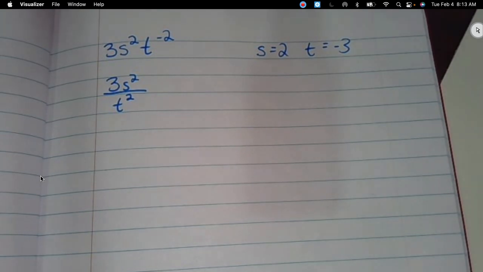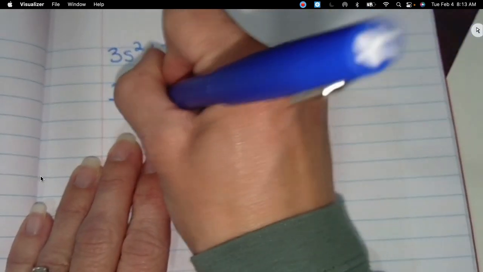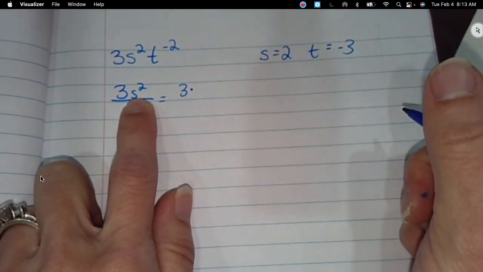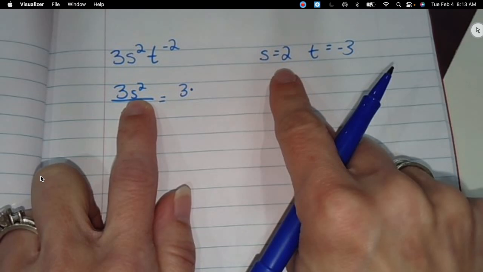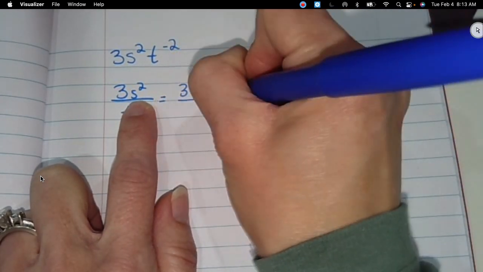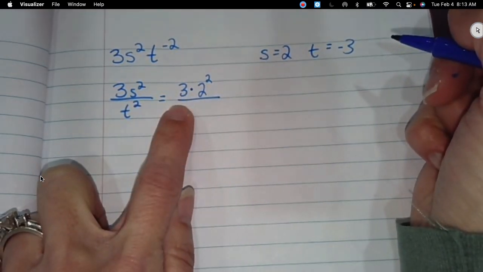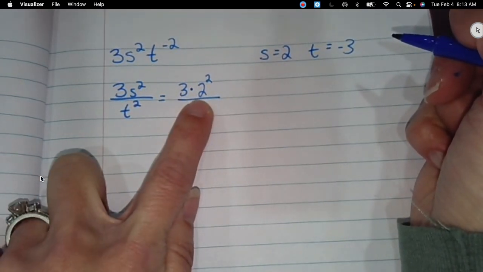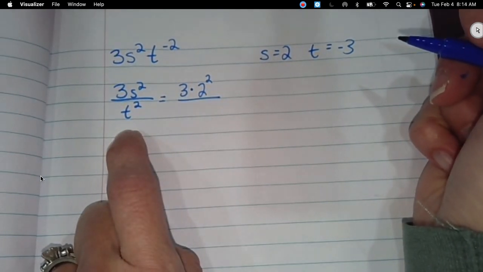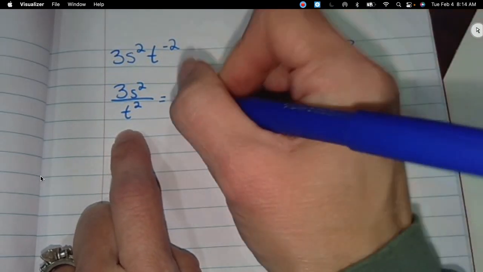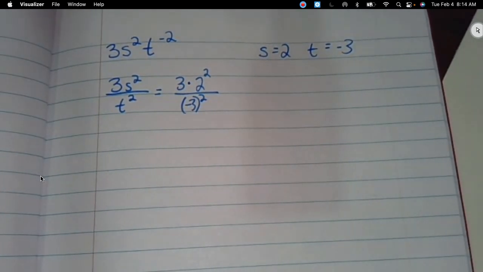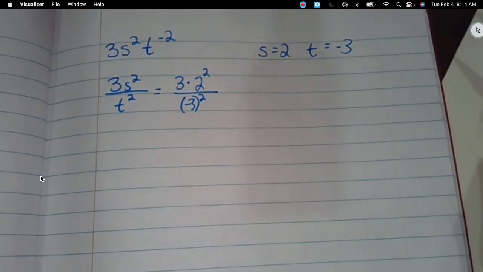Is everybody okay with this so far? So I'm going to put 3 times, what's s? S is 2. So I'm going to put 2 squared, which y'all should know what 2 squared is. What's 2 squared? 4. So we'll get to that in a second. And now t squared. What is t? What do they tell me t is? Negative 3. So notice I'm putting it in parentheses. Okay, it matters. If they tell you it's negative 3, put it in parentheses.